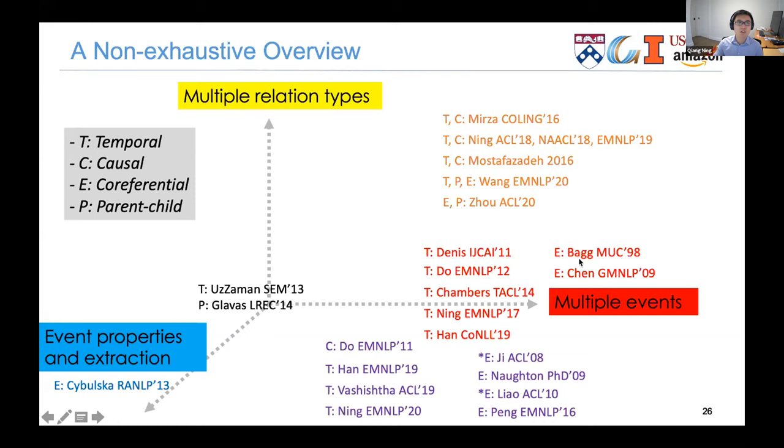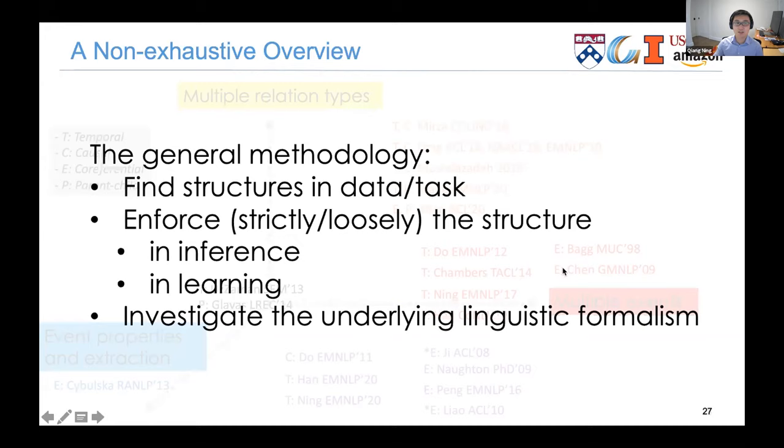So my tentative summary for all of these works is that the general methodology is to find structures in data or in the task and enforce the structure in inference or in learning, and also investigate the underlying linguistic formalism. I would like to mention that this is just a summary from NLP's perspective. If one views everything from machine learning's perspective, it'll definitely be different.